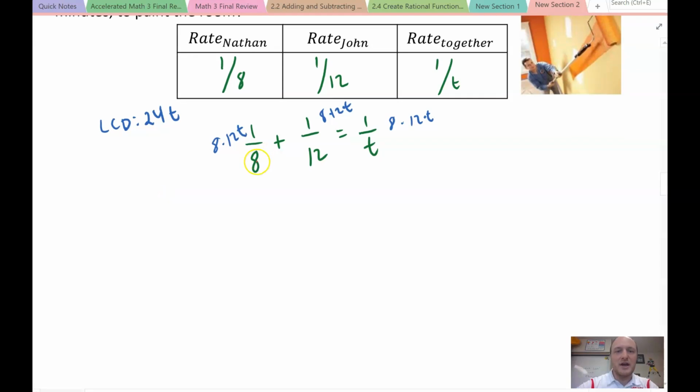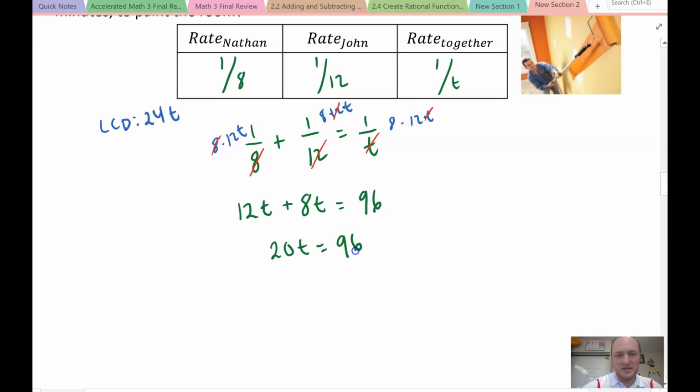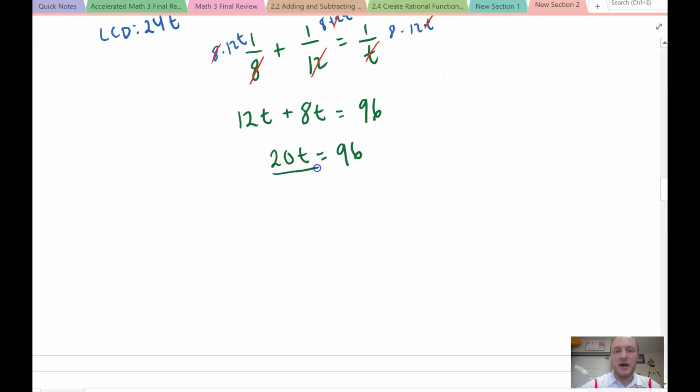Okay, so I have 8 cancels here, 12 cancels here, and t cancels here. So we get the equation 12t plus 8t is equal to 8 times 12, and that is 96. Okay, so 20t is equal to 96. And now if we divide by 20, we get t is equal to 4.8.